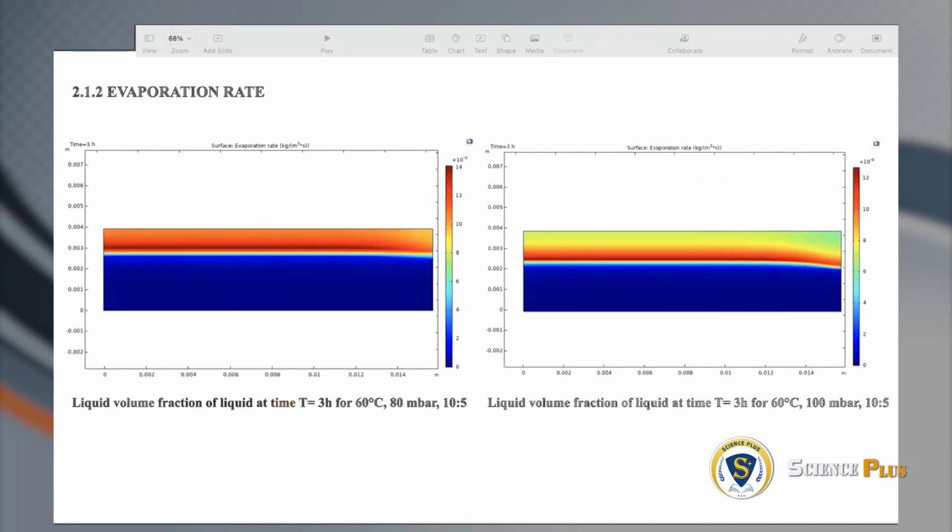This shows the influence of pressure on the evaporation rate. As mentioned in the previous slide, a lower pressure contributes to a higher evaporation rate. In these figures, the 80 millibar case has an overall higher evaporation rate and a larger portion of the evaporation rate is in the blue region.